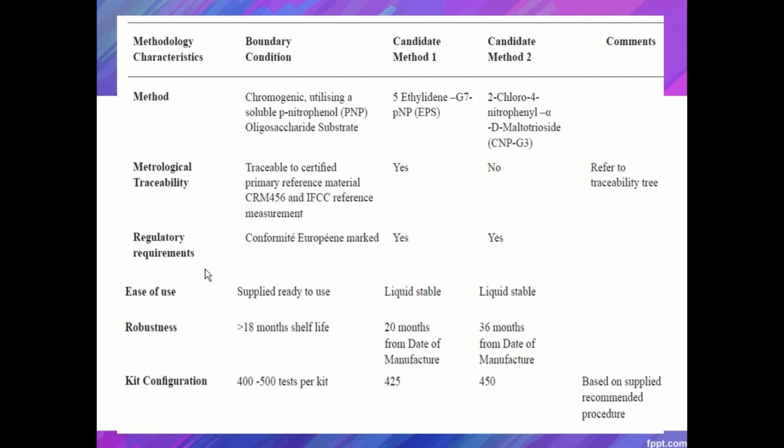Under the regulatory requirement, both comply with the regulatory requirement. Ease of use, both methods are liquid stable. For the robustness, it seems that method 2 is much more stable than method 1. And for the kit configuration, method 1 is 425 tests per kit, whereas candidate method 2 is 450, so it is more or less the same. So if you see here, which candidate do you need to select, either candidate method 1 or method 2?